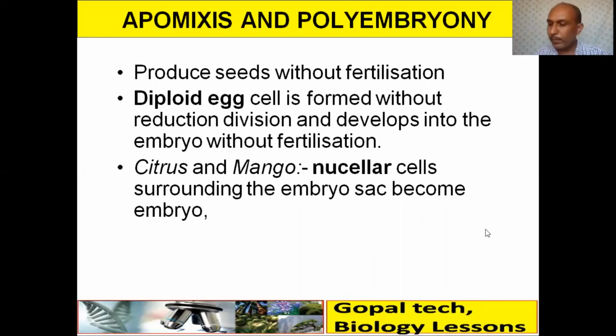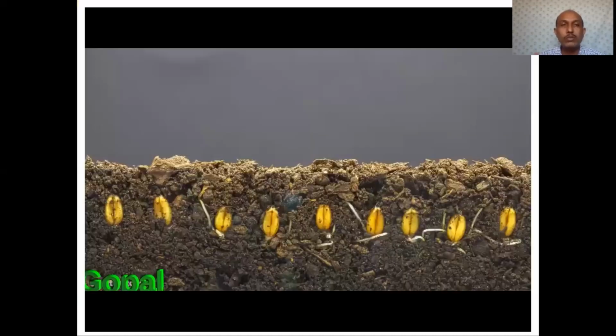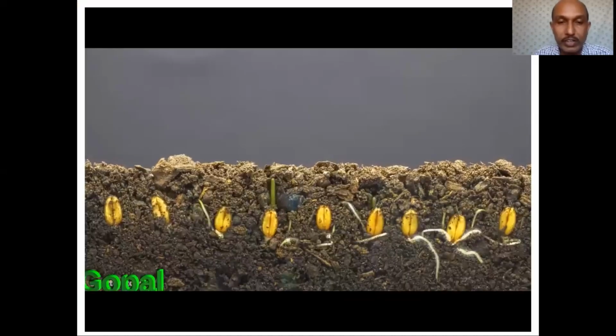So this is how development takes place. Citrus and mango are the best examples. Nucellar cells also develop into embryos in the embryo sac. तो इसीलिए there is more than one embryo in one embryo sac. So that condition is called polyembryony. Presence of more than one embryo in a seed is called polyembryony. Okay, very, very important. Now, what are the advantages भी उधर आपको पूछेंगे. Let's see how the seeds will get germinated.